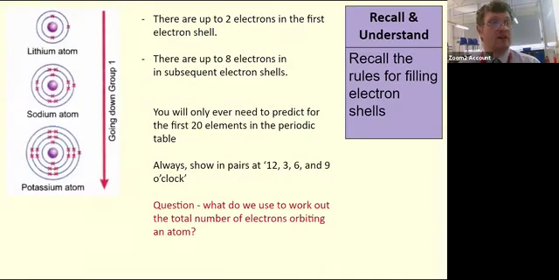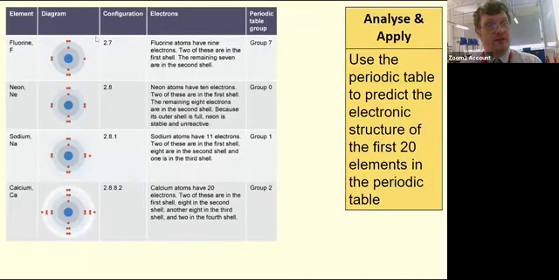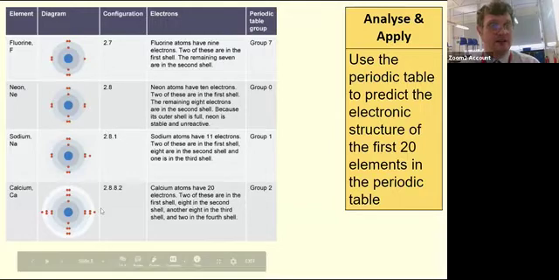Here's, again, one final thing: the electron configuration. So here you can see there's 2 in the first shell, 7 in the second shell. We would write that as 2,7. So this configuration is just a shorthand way of saying how many in the first shell, how many in the second shell, how many in the third shell.